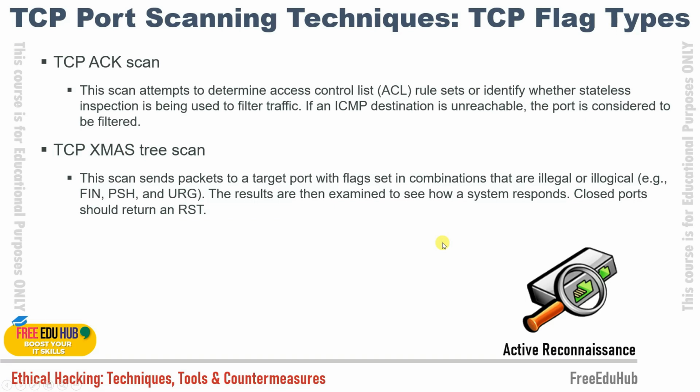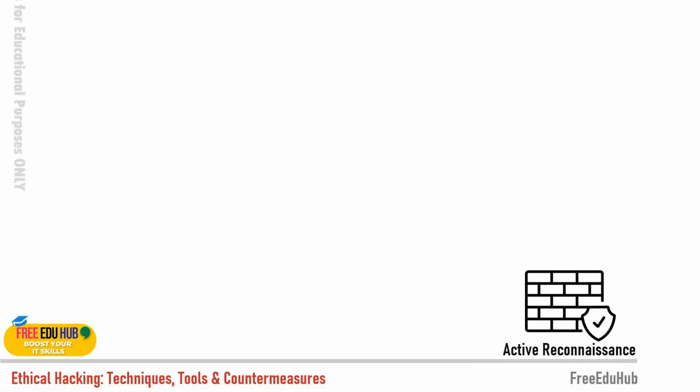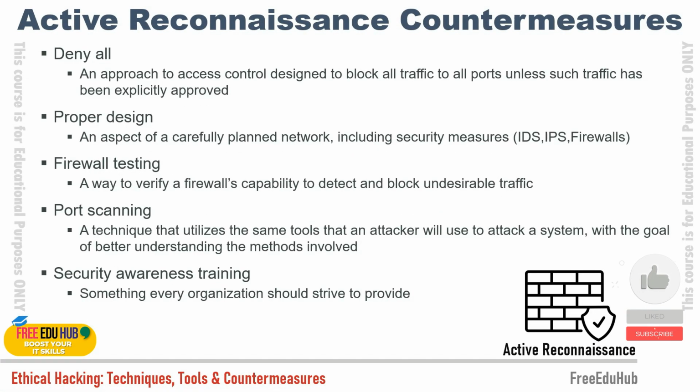Now after this, we look at the active reconnaissance countermeasures. Deny all is an approach to access control designed to block all traffic to all ports unless such traffic has been explicitly approved. That's the default behavior of a firewall: whenever you are configuring firewalls, the default behavior is deny, because we don't want to allow anything which we don't recognize. So if a new attack comes, or someone is trying to access the network from a new IP address, by default it would be blocked by the firewall.